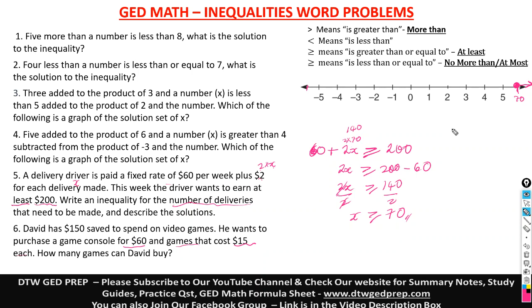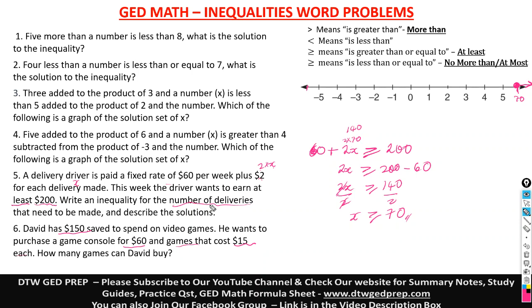So the total amount he has is 150. So he has to spend within that 150. He can't go above 150, but he can go below. Are you with me? He has $150. He can't go above 150, but he can go below. He can spend below. So how do we represent this?